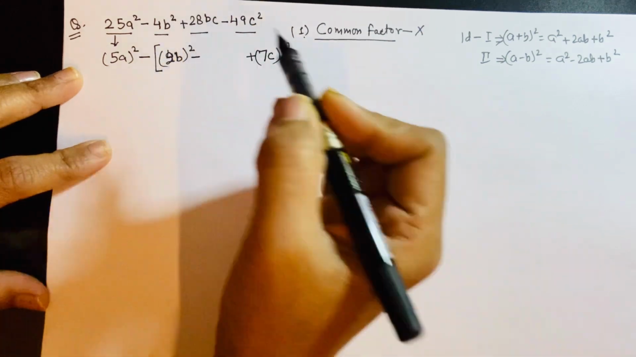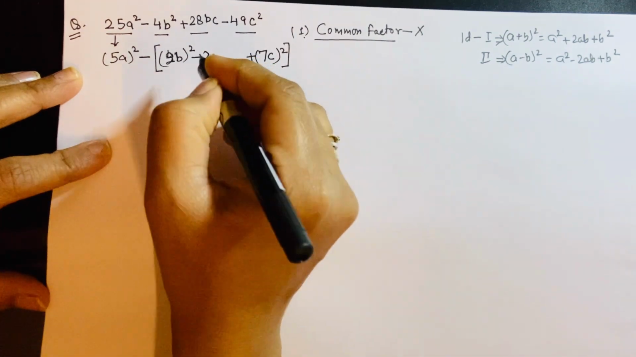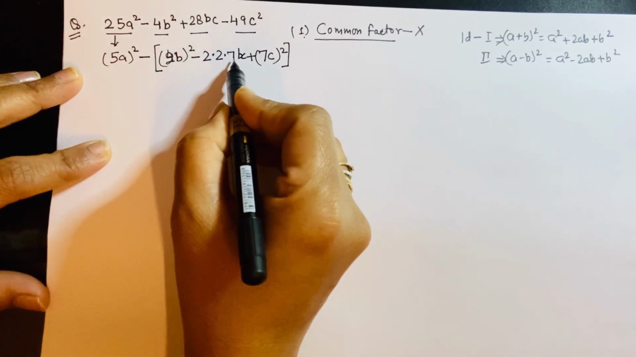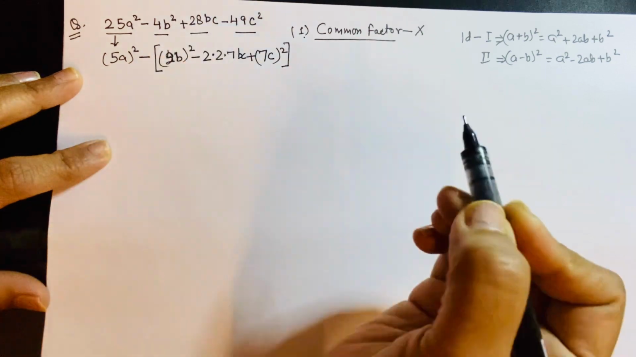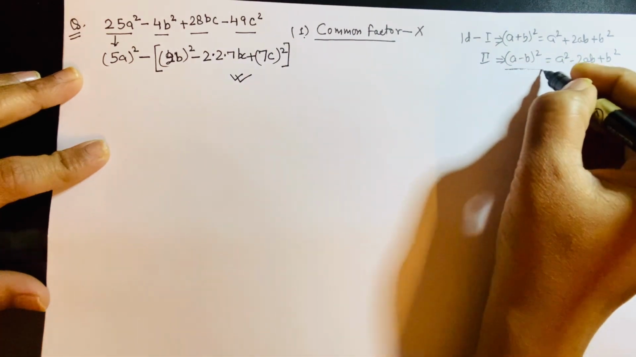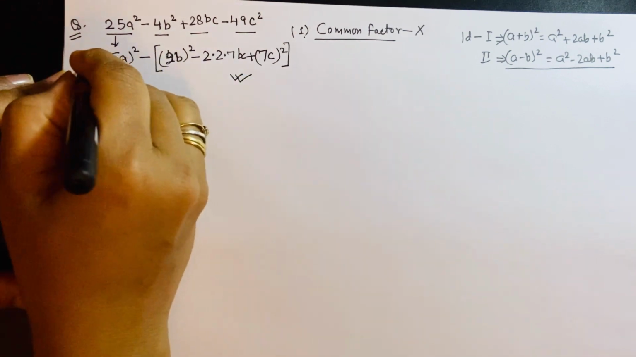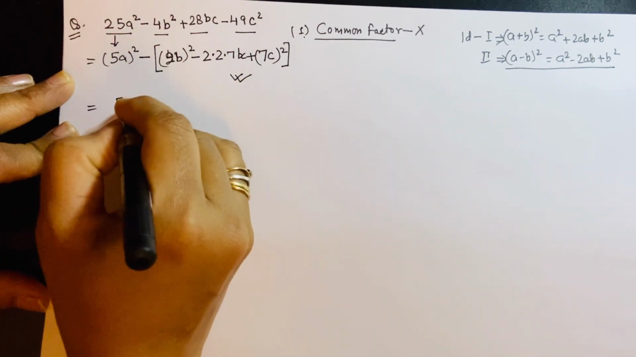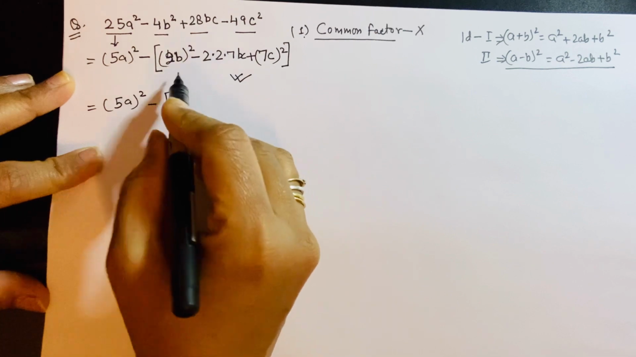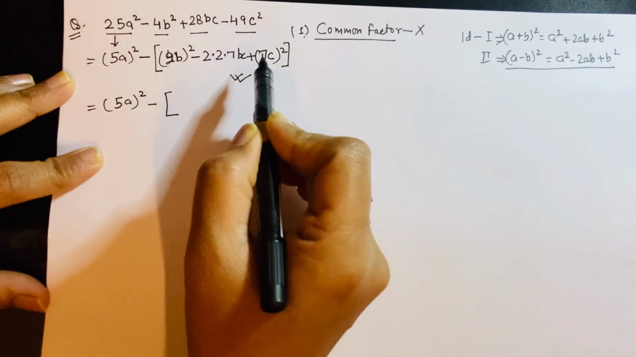Now let's work on this middle part. So when we go with this 2ab, we will write 2 into 2b into 7c. So 2 2s are 4 and 4 7s are 28. So here we got this equation matching with identity number 2. So what we'll do is, we will keep this 5a square as is, then solve whatever is there inside the bracket, since we'll consider this as a square minus 2ab plus b square.